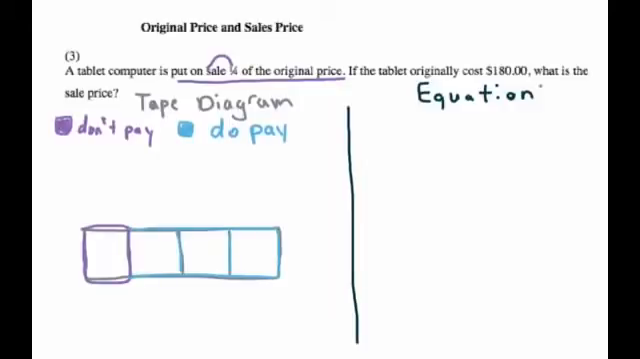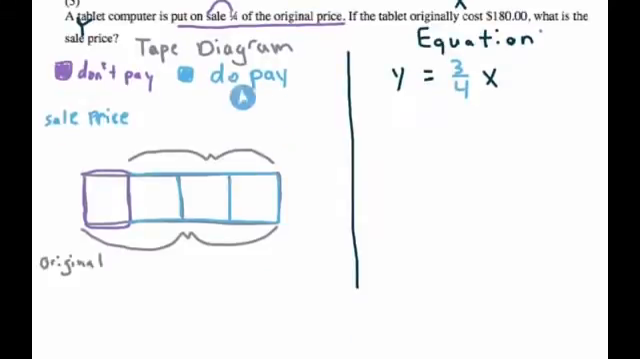And that means that we do pay 3/4 of the price. So if you want to challenge yourself to model this with an equation, what equation fits with our tape diagram? So here's the equation. Y equals 3/4 x represents this tape diagram, or an item put on sale 1/4 of the original price.